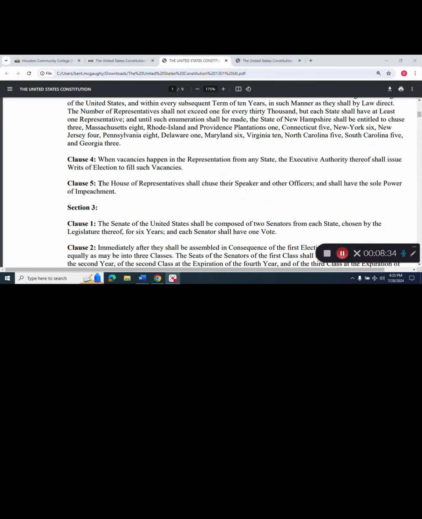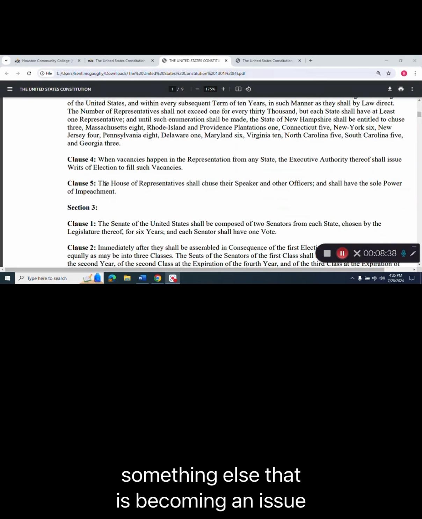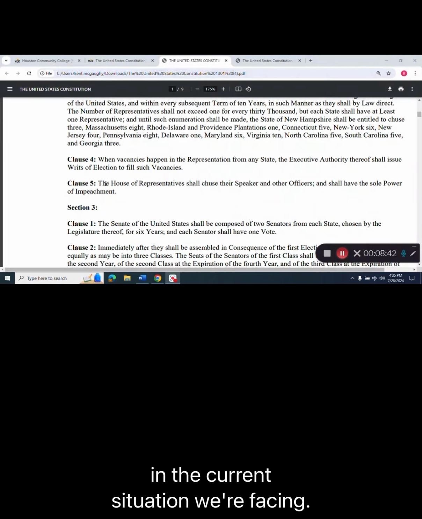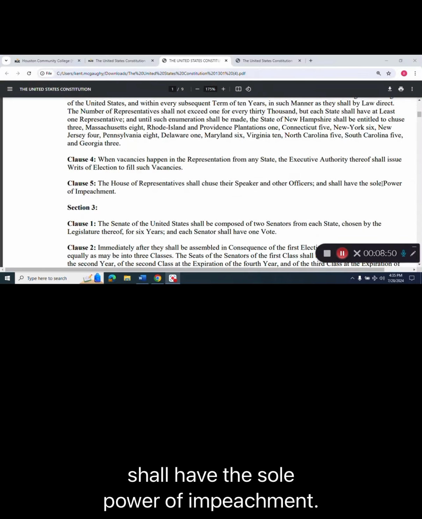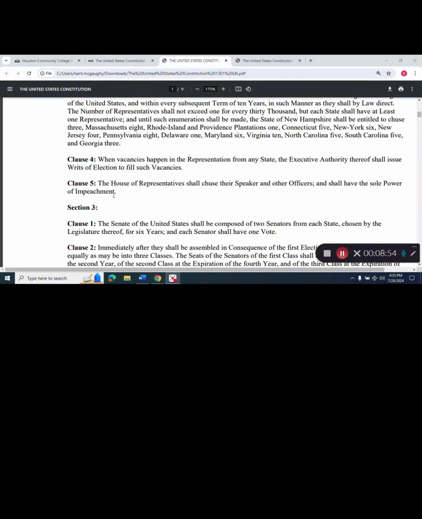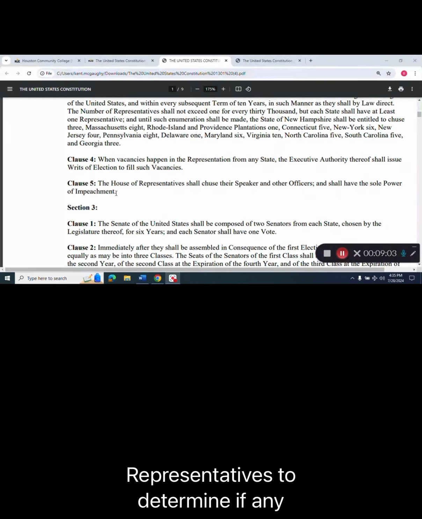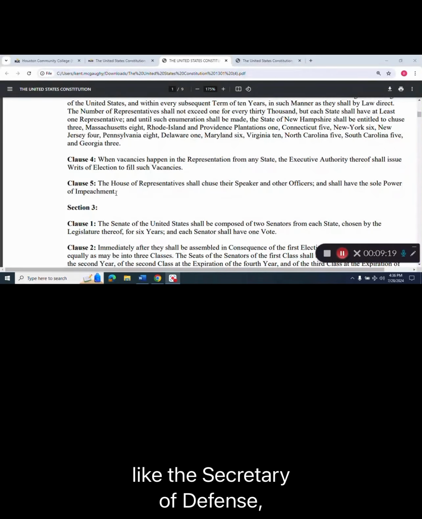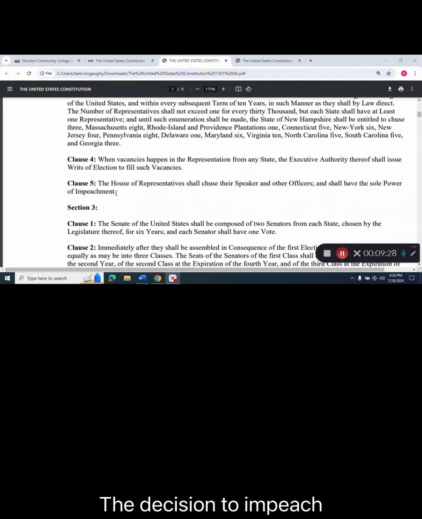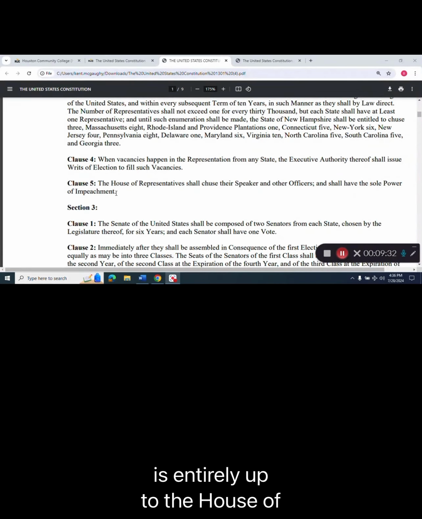Okay, let's look at this part, because this is something else that is becoming an issue in the current situation we're facing. The House of Representatives shall choose their Speaker and other officers, and shall have the sole power of impeachment. So it is entirely up to the House of Representatives to determine if any federal officer should be impeached. And that could include the President of the United States. It could include any member of the federal judiciary. Okay? It could include any member of the cabinet, like the Secretary of Defense, the Secretary of the Treasury. Okay? The decision to impeach any federal official is entirely up to the House of Representatives and no one else.